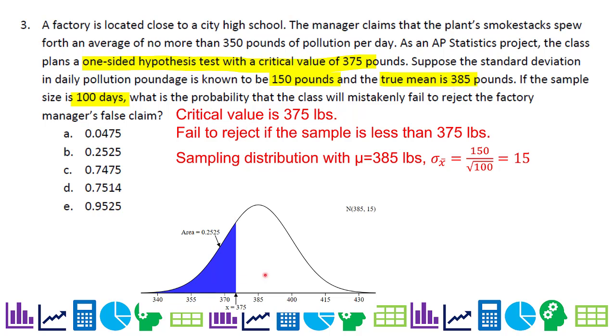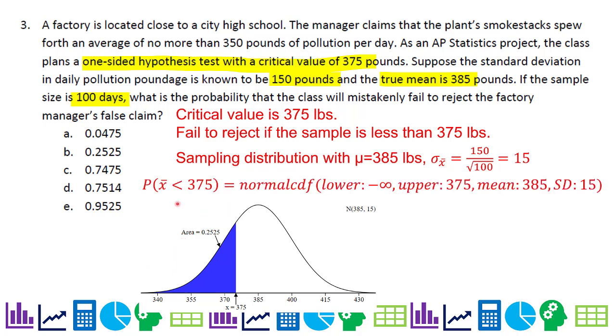If we are higher than 375, we reject. If we are lower than 375, we fail to reject. So we're looking at the probability in the shaded area, which means we want the probability that X bar is less than 375. And here's a normal CDF from negative infinity to 375, with a mean of 385 and a standard deviation of 15.